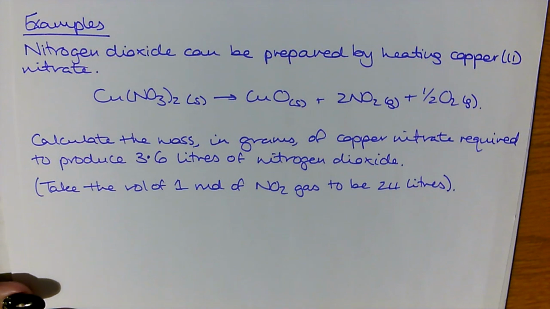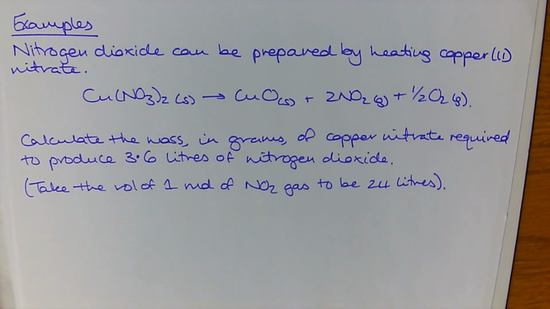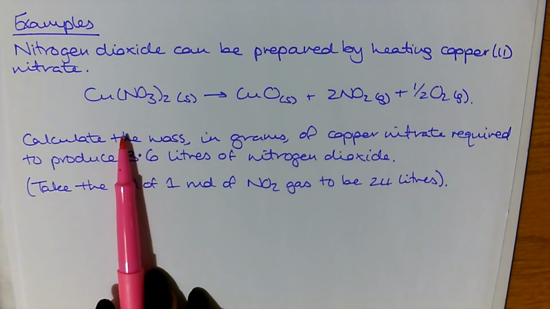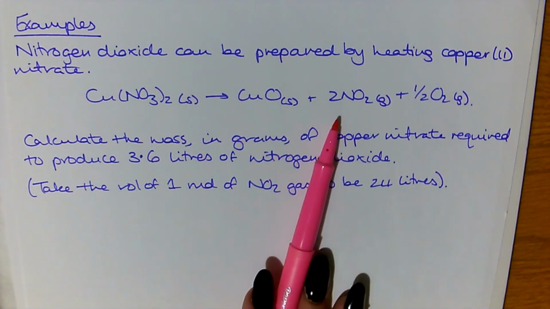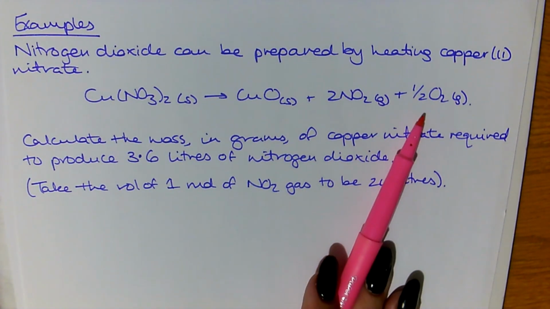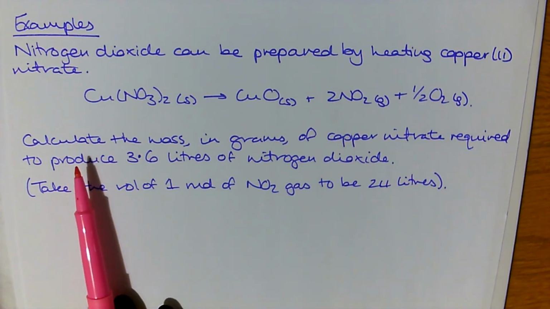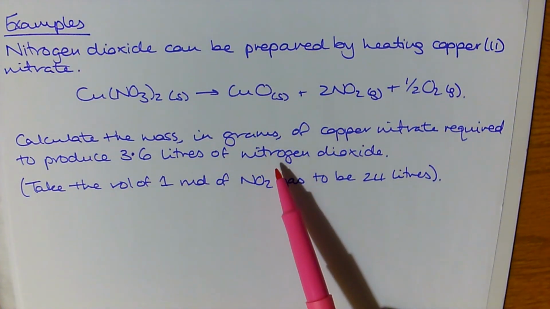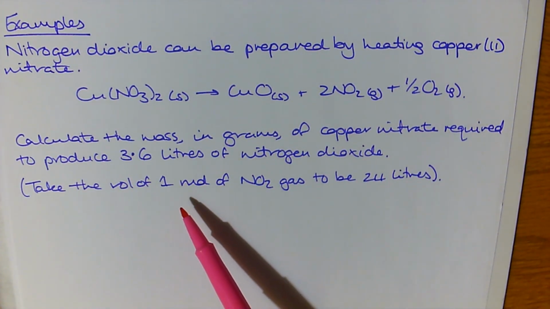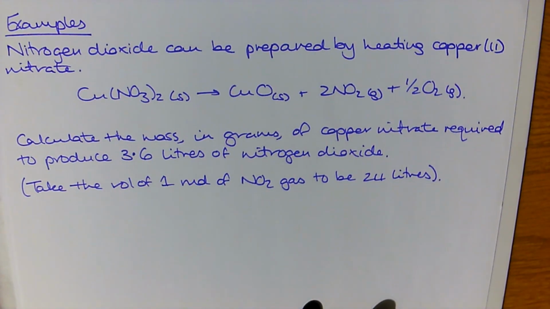Let's have a go at another one of those. So here it says nitrogen dioxide can be prepared by heating copper nitrate. We've got our balanced equation. Copper nitrate decomposes to form copper oxide, 2 nitrogen dioxide and half a mole of oxygen. Calculate the mass in grams of copper nitrate required to produce 3.6 litres of nitrogen dioxide, and it says take the volume of 1 mole of nitrogen dioxide gas to be 24 litres.